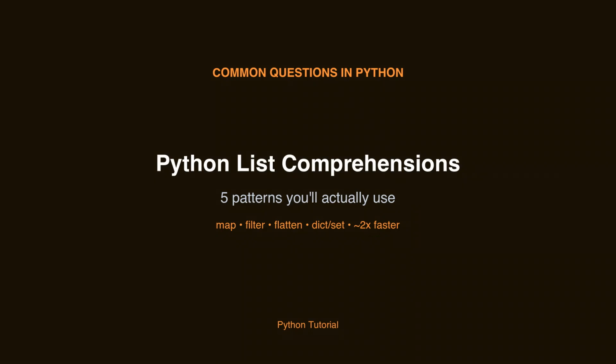A list comprehension is a one-line for loop that builds a list. Same algorithm, fewer characters, faster too. 5 patterns coming up, a speed comparison, and the one case where a regular for loop is still the right call.